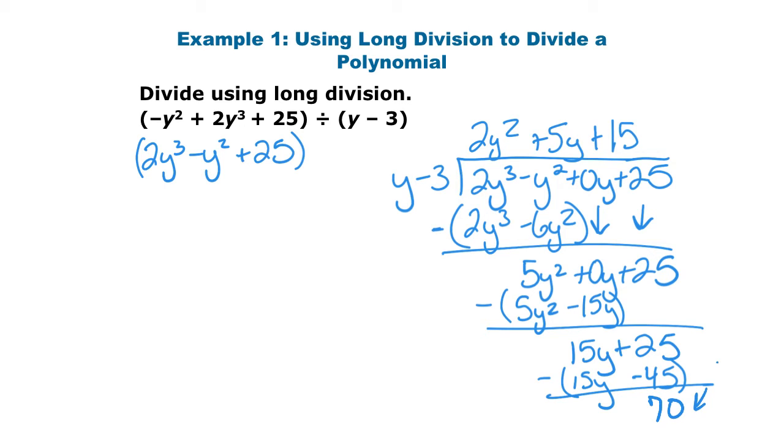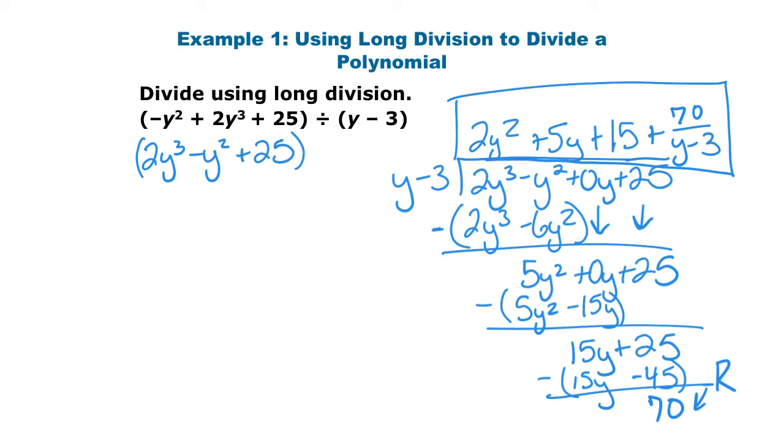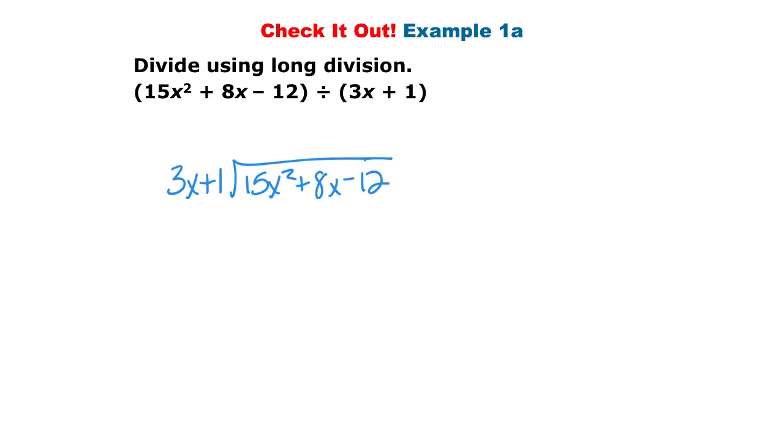And so that is my remainder. I'll mark it with an R. And so up here, I'm going to add that onto the end as 70 over y minus 3, whatever I was dividing by. We can do different things with the remainder, but for right now, we're just going to add it onto our answer like that.